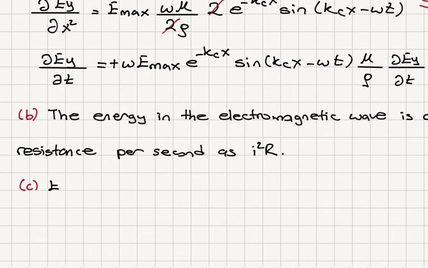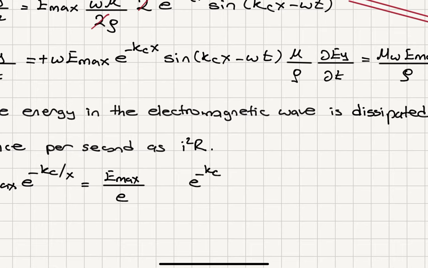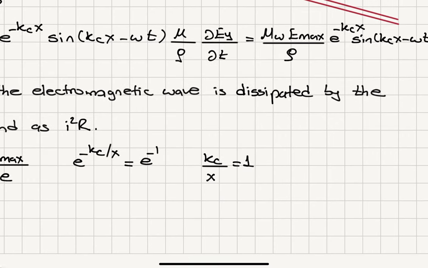So, the amplitude is E max e to the minus kc x. And we want this to be E max over e. So it has to decrease by a factor of Euler's number, e. So this tells us that e to the minus kc x should be equal to e to the minus 1. So that means the product kc x should be equal to 1, or x should be equal to 1 over kc, as suggested in the problem statement.